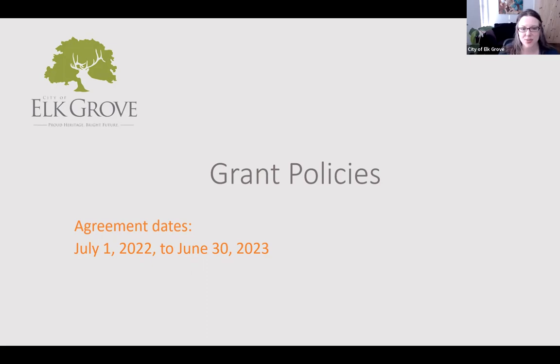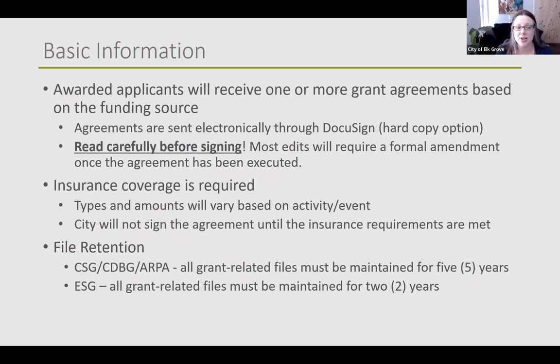Okay, so next we're going to go through some basic grant policies that go across all of our programs. Agreements for this funding will be July 1st through June 30th, which is the city's fiscal year. Awarded applicants will receive one or more grant agreements based on the funding source and which applications were awarded. For the CSG, CDBG, and ARPA, if you're awarded more than one funding source for one program activity type, so one application but you applied for multiple funding sources and you're awarded more than one, you're going to get more than one grant agreement, because the grant agreements are specific to the funding source and the requirements based on that funding source.